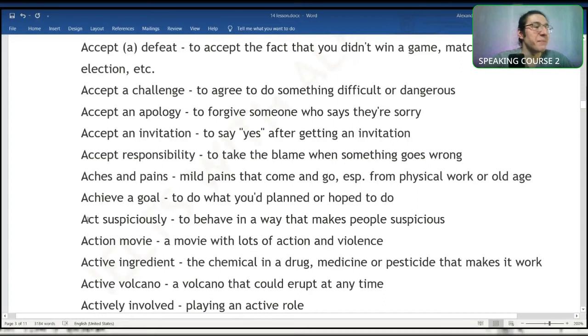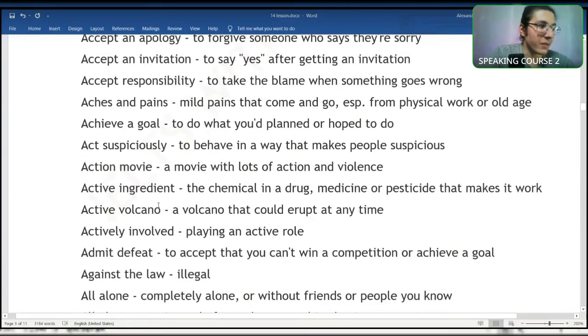Act suspiciously. I hate it when my friends are lying to me because they always start to act suspiciously. My favorite types of movies are action movies because usually they have the actor Keanu Reeves. I love Keanu Reeves.